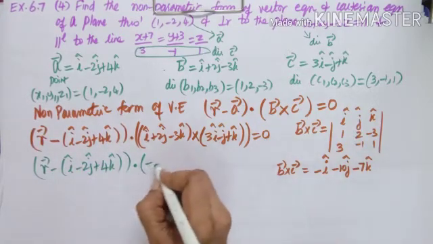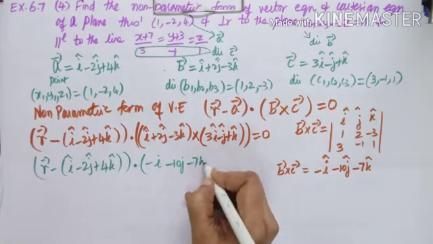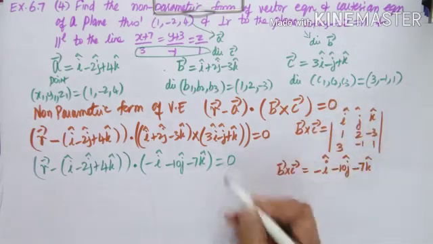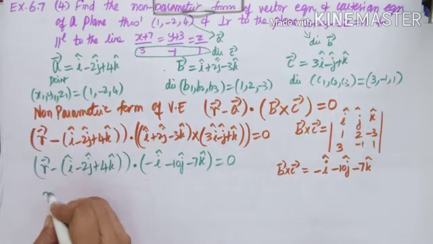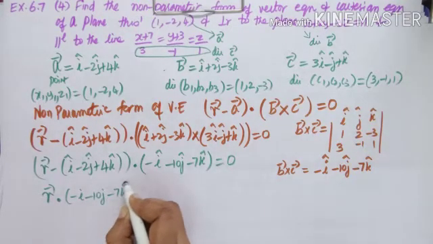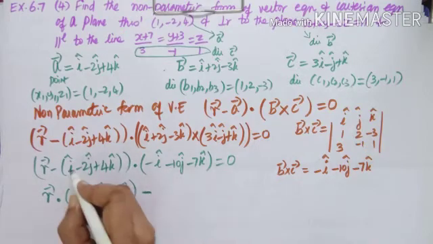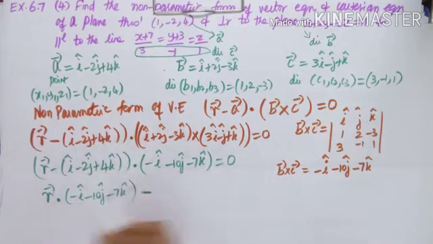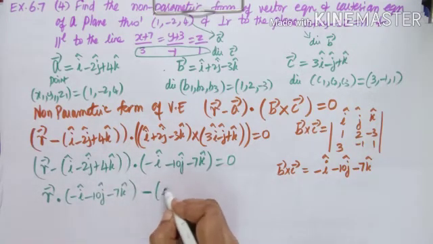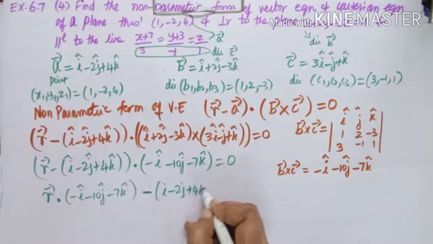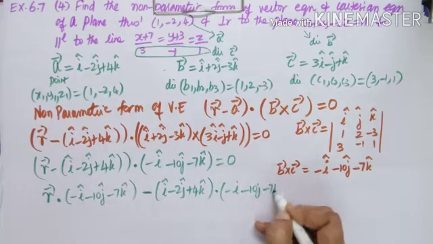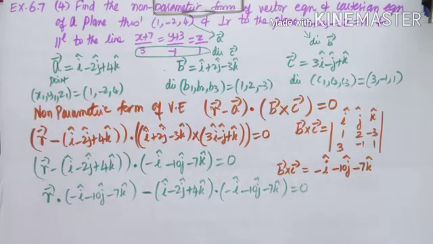dot minus i minus 10j minus 7k equals to 0. Remember, every time we must put equals to 0. Now r dot this vector minus i minus 10j minus 7k, minus this too I have to do. So I am doing the distributive property. R dot the vector, minus this vector dot. So I get i minus 2j plus 4k dot minus i minus 10j minus 7k equals to 0.